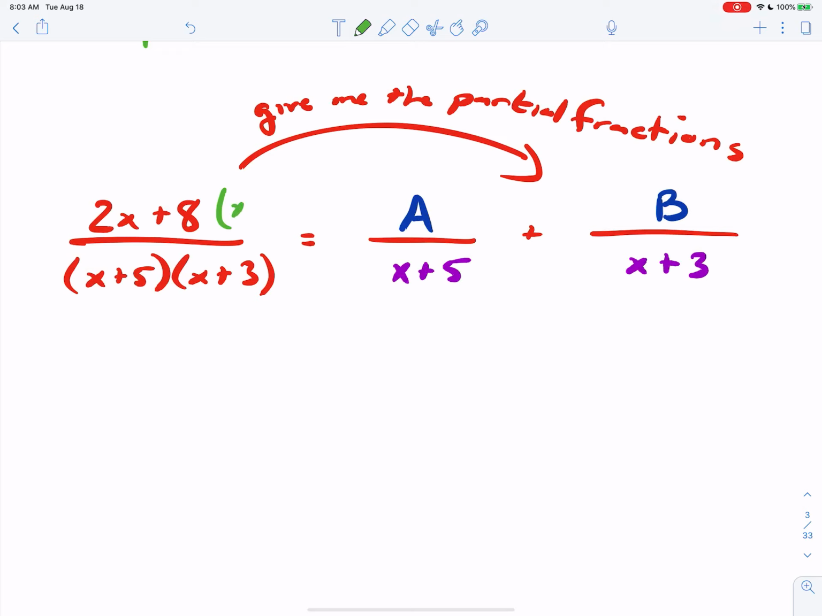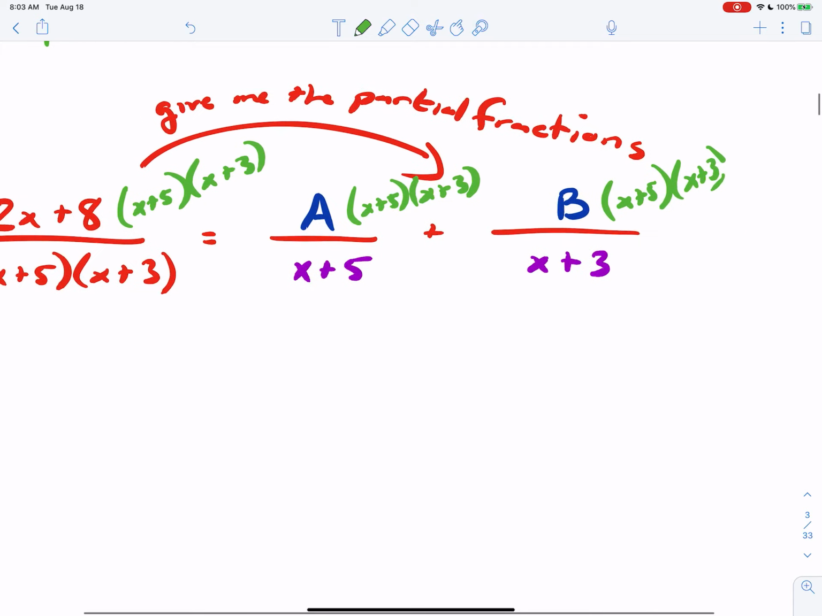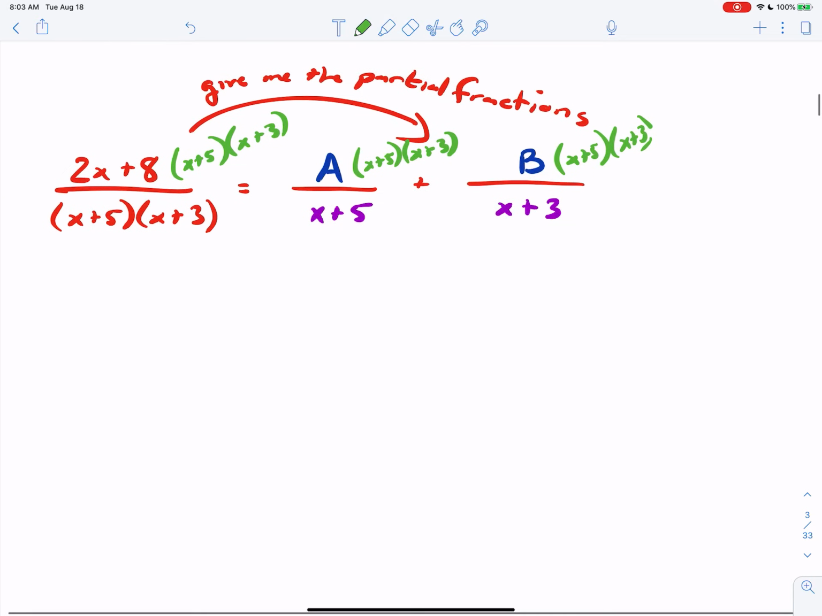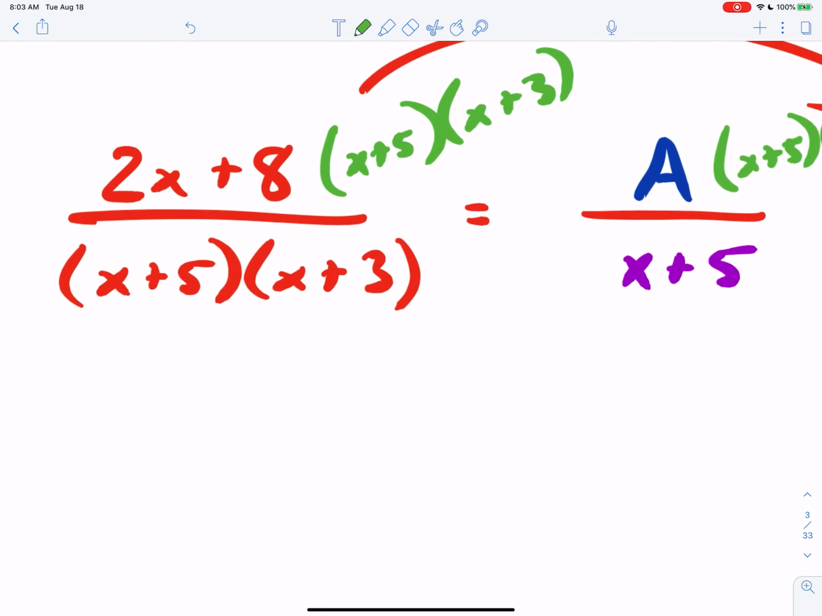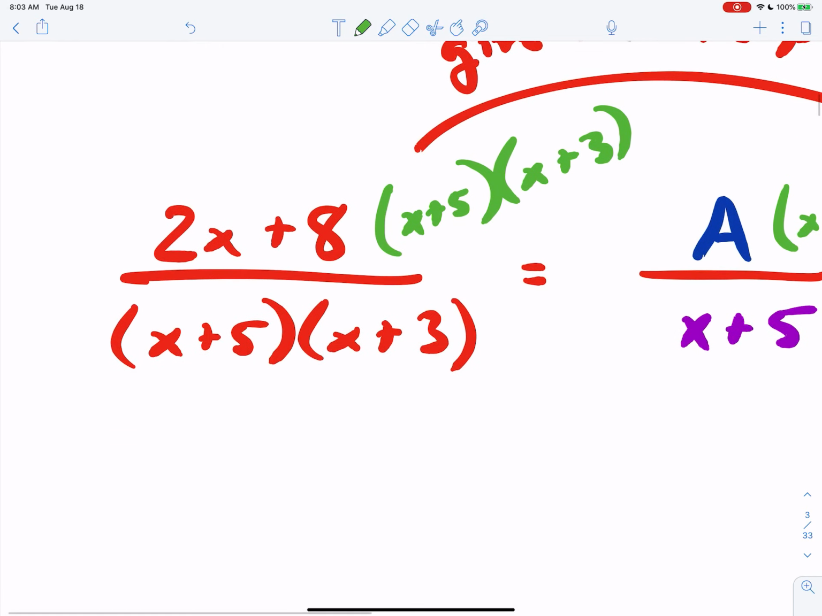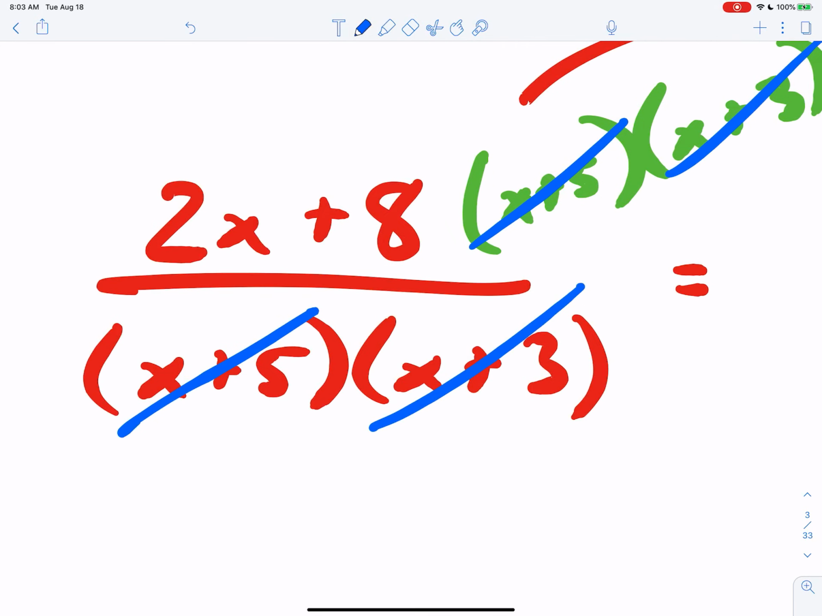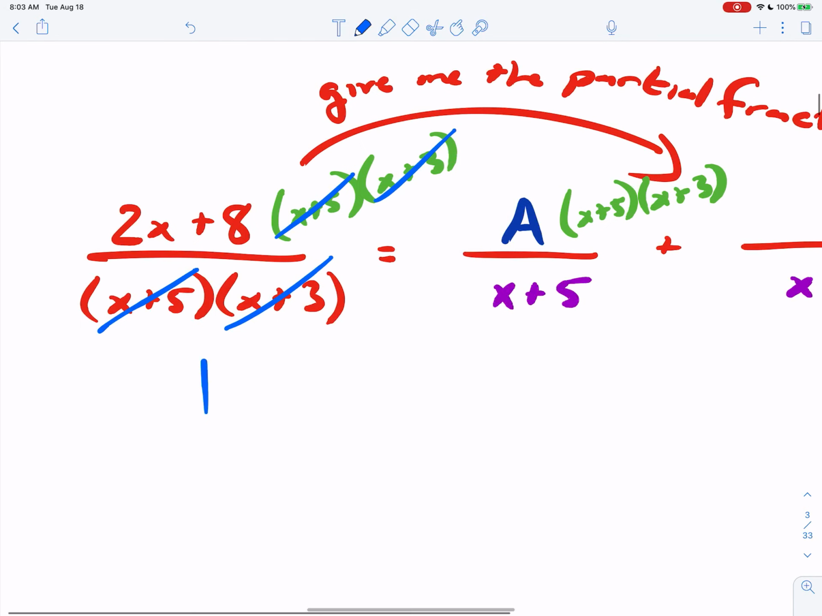So what I have to do to get rid of all of my denominators is multiply every fraction by x plus 5 times x plus 3. And again, I'm not changing the value of the problem because I'm balancing it. I'm multiplying it to every single term. So starting with the left side of the equal sign, the x plus 5s will reduce as well as the x plus 3. So if you notice, there are no more denominators here. So you're just left with 2x plus 8. I'll bring down my equal sign.